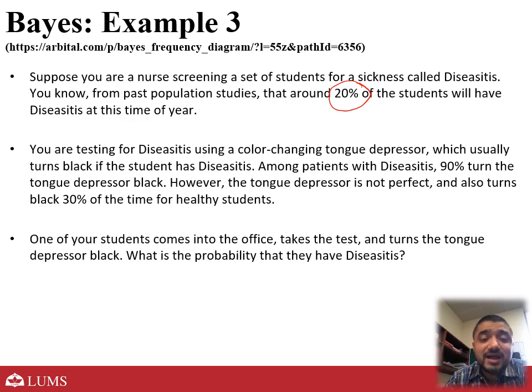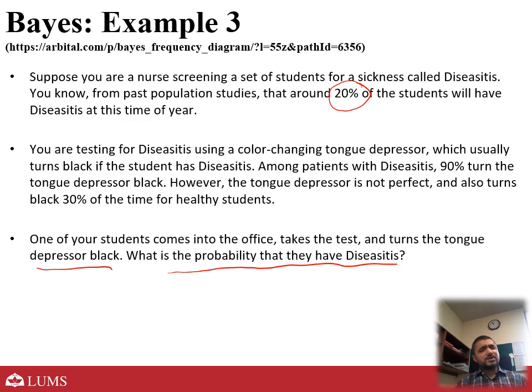You're testing for diseasitis using a color changing tongue depressor. So ज़बान पे कुछ रखते हैं, उसका रंग बदल जाए अगर तो होता है, अगर नहीं बदले तो नहीं होता. Which usually turns black if the student has diseasitis. Among patients with diseasitis, 90% turn the tongue depressor black. So for true positives. However, the tongue depressor is not perfect and also turns black 30% of the time for healthy students. So your false positives. One of your students comes into the office, takes the test and turns the tongue depressor black. What's the probability that they have diseasitis?